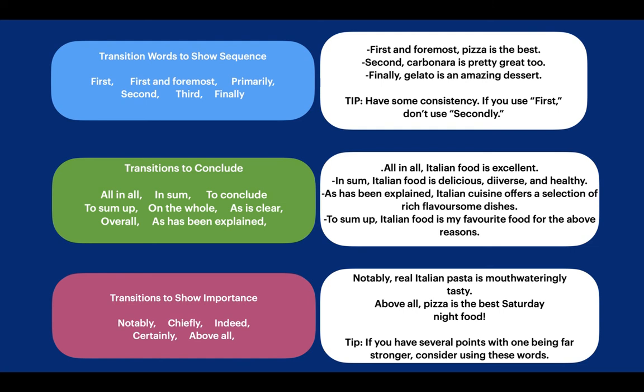The next set are transitions to conclude. There's all in all, in sum, to conclude, to sum up, on the whole, as is clear, overall, as has been explained. So some examples. All in all, Italian food is excellent. In sum, Italian food is delicious, diverse, and healthy. As has been explained, Italian cuisine offers a selection of rich, flavoursome dishes. To sum up, Italian food is my favourite food for the above reasons.